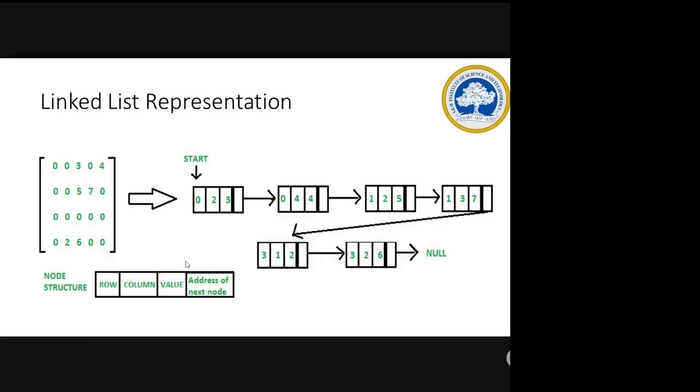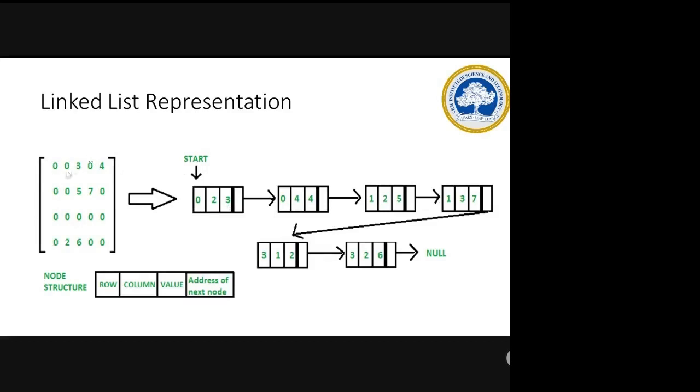In sparse matrix there is an option of representing a row index, a column index, the particular value, and the address of the next node. So when I take this node structure, see here, it started with 0, 1, 2, 3, 4. So 4 rows and 5 columns.